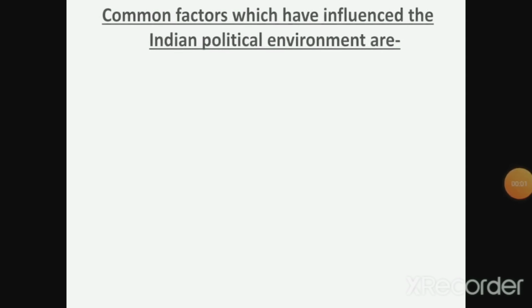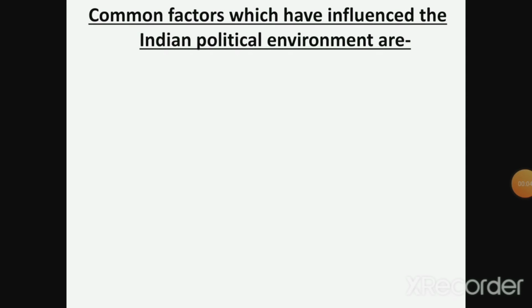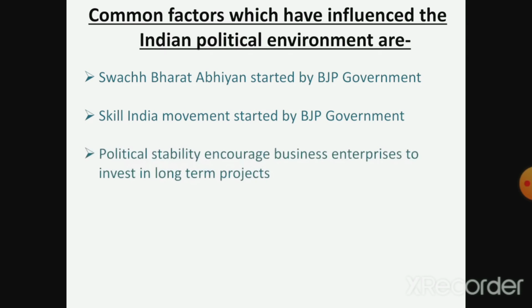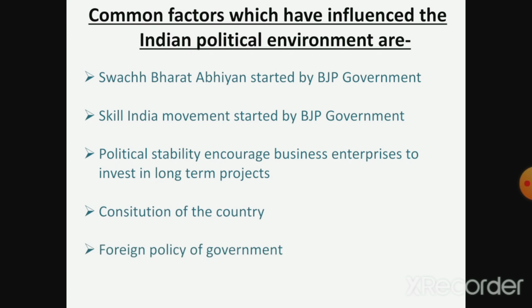Now, there are some common factors which have influenced the Indian political environment. These are Swachh Bharat Abhiyan started by the BJP government, Skill India movement started by the BJP government, political stability encouraged business enterprises to invest in long-term projects, constitution of the country, foreign policies of the government. It may also include some other factors such as values and ideologies of the political parties, etc.